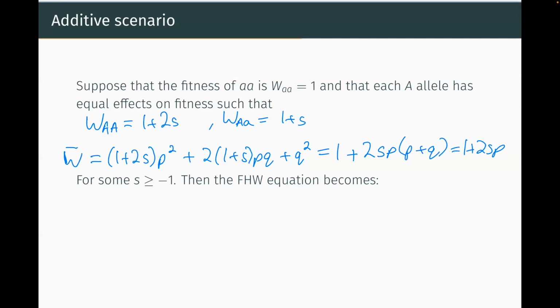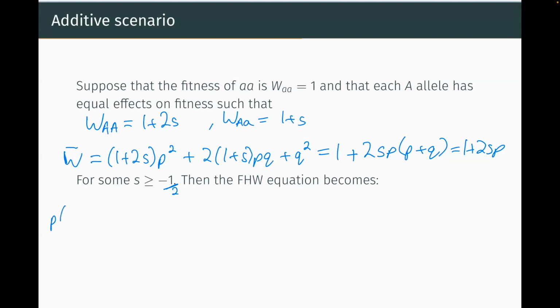Okay, we don't actually have to worry at this stage about whether this big A allele is advantageous or not. It's just a slight typo in the notes there. It should say for some s greater than or equal to minus a half, because we're going to assume that the fitness of the individual that has both copies is going to be positive, or at least non-negative. So for some s greater than or equal to minus a half, in our FHW equation, we just write in exactly the kinds of things that we've done before.